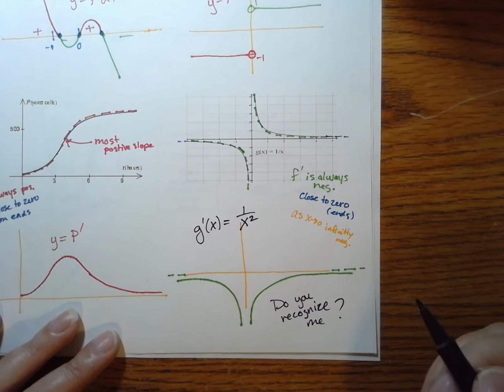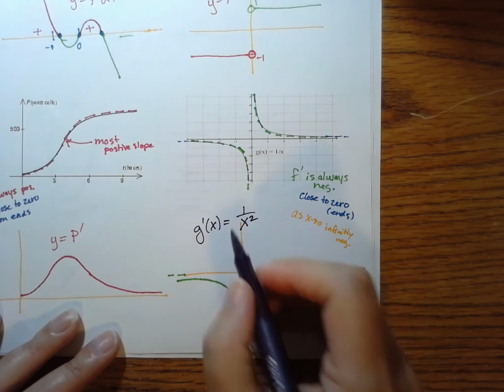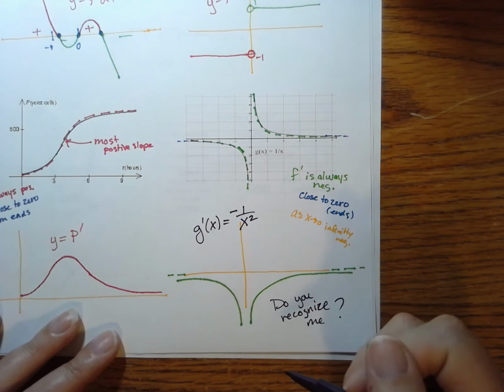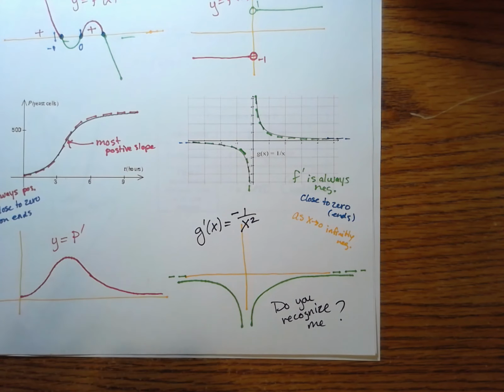Is it 1 over x squared? Nope. Negative, because we got to reflect it. It's the volcano graph upside down, negative 1 over x squared. All right, you need to practice these. These take some brain thinking. Have fun with them.